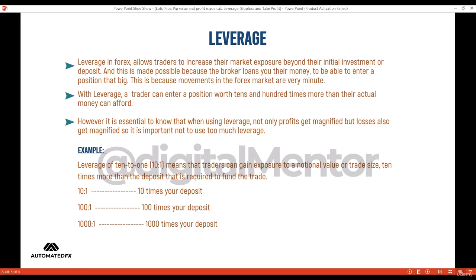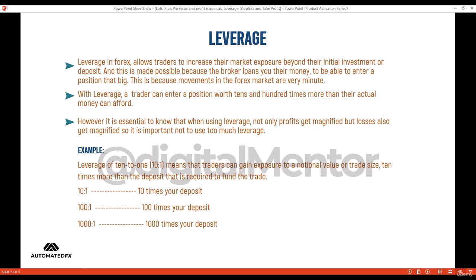Same as the leverage for 10 to 1, 100 to 1 or 1000 to 1. So just like how leverage enables you to make a whole lot of money, same way it also magnifies your losses if you don't use leverage correctly. That's why in Forex trading, we have what we call risk management. We're going to be looking at risk management in further lessons, but just for you to know.